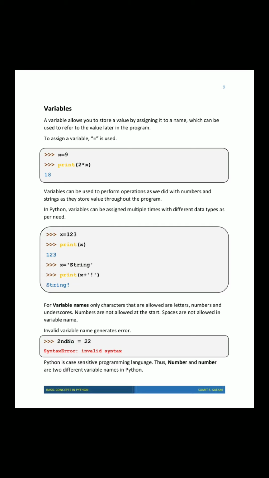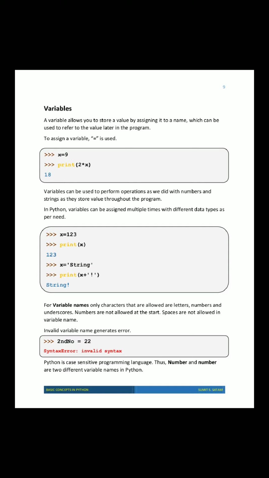Okay. Now for variable names, the only characters that are allowed are letters, numbers and underscores. Okay, so numbers cannot start the variable name. For example, we have 2nd_number equals 22. You can check in this example. Here 2 is written first in the variable name, which is a syntax error. This is going to raise an error.